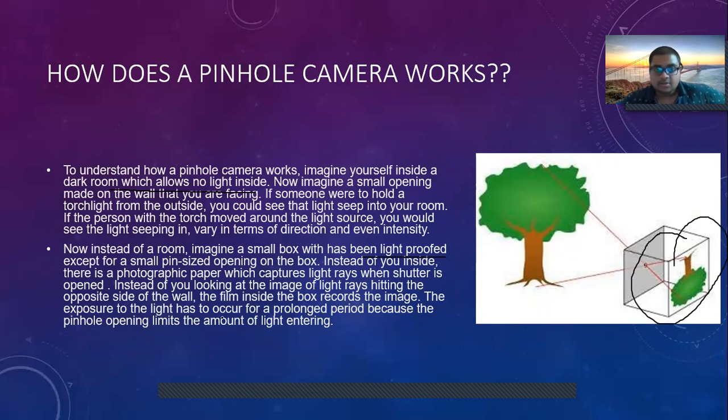The exposure to light has to occur for a prolonged period because the pinhole opening limits the amount of light entering. For a long period of time, you need to keep that shutter open for this pinhole camera to work.